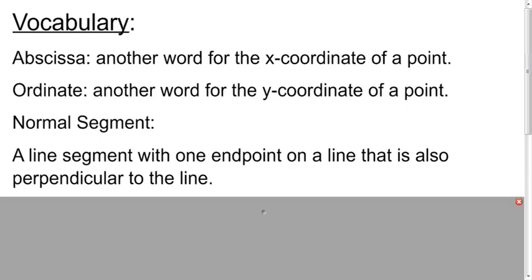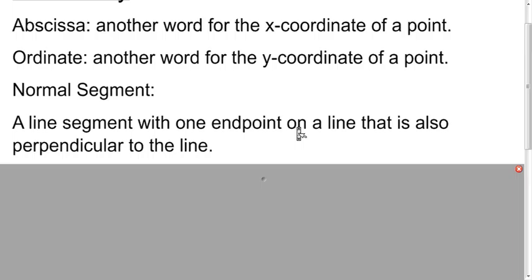For the rest of the lesson, we're just going to look at slope. And here's some vocab that's going to help us out. Mainly normal segment, but here's some vocab that you might have missed before. An abscissa is the word for the x-coordinate of a point. And ordinate is another term for the y-coordinate of the point. You don't hear these too often, but they do pop up sometimes.